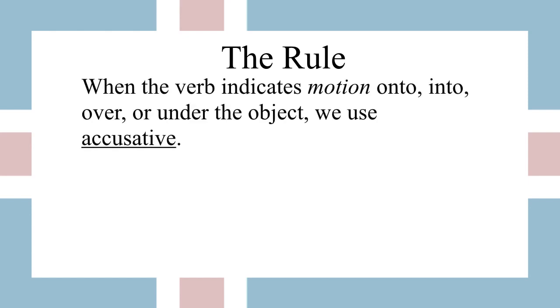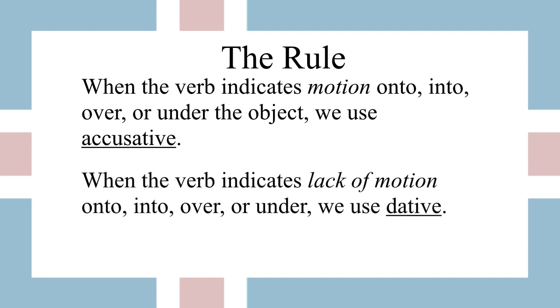When the verb indicates motion onto, into, or over, or under the object, we're going to use the accusative. On the other hand, when the verb indicates a lack of motion onto, into, over, or under, then we use dative. Now this seems pretty abstract, so let's look at some examples.